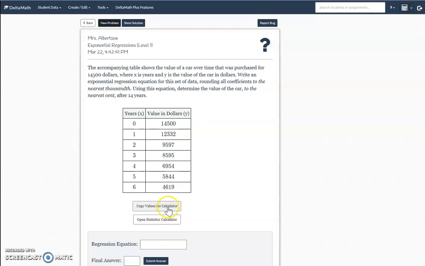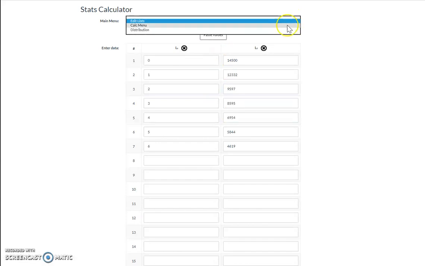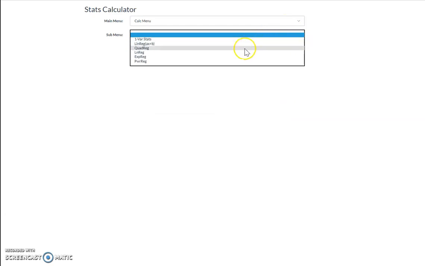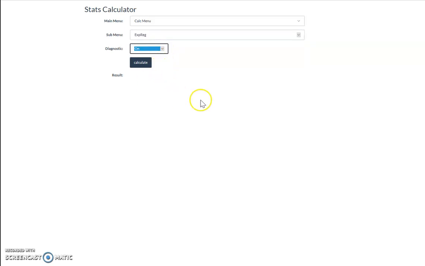All right, so we're going to open the calculator, copy the values, sorry. Open the calculator, we're going to calculate. And again, we're doing exponential. So we've done linear, we've done quadratic. This is a natural log, which has to do with exponents. And then this is a power regression, which would be if we were looking for what the exponent was. But we know that the variable is what we're looking for right there. So we're doing an exponential regression. I'm going to turn the diagnostic on again so we can see the value of our R.